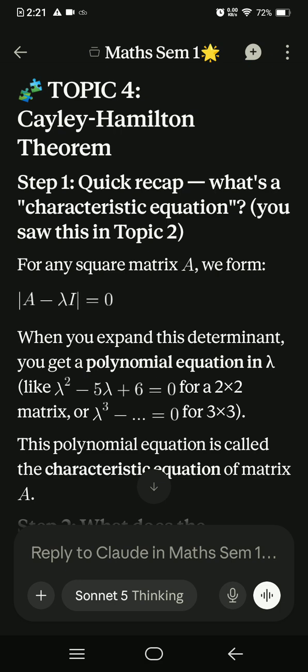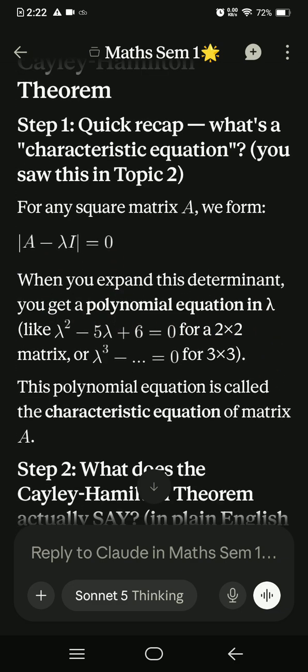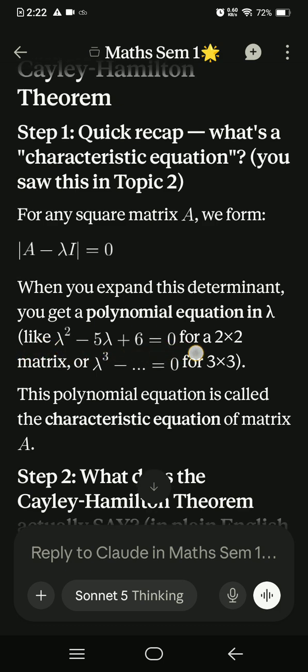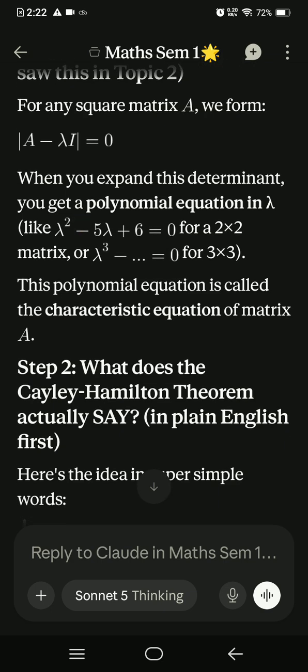So step 1, quick recap. What's a characteristic equation? You saw this in topic 2. For any square matrix A, we form this equation. When you expand this determinant, you get a polynomial equation in lambda. For example, a degree 2 equation in lambda for a 2 by 2 matrix, and degree 3 for a 3 by 3 matrix. This polynomial equation is called the characteristic equation of matrix A.